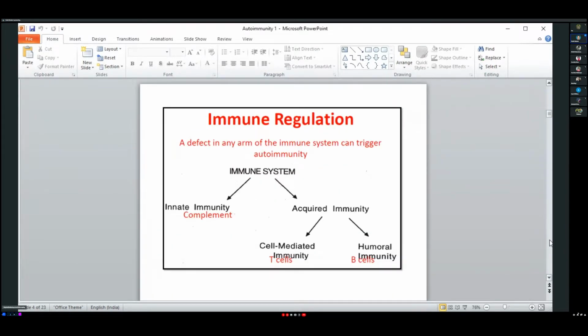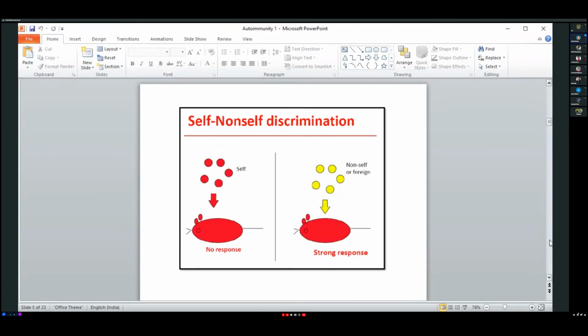If you look into this slide, all of you are aware that our immune system is grossly subdivided into two domains, innate and acquired. And acquired is further subdivided into cell mediated and humoral branch. All the branches are associated with autoimmune disorder.